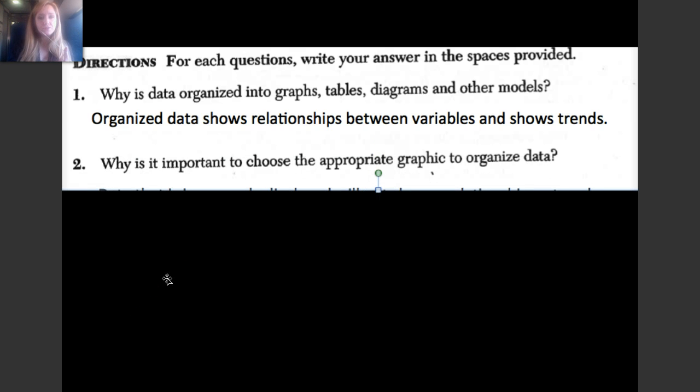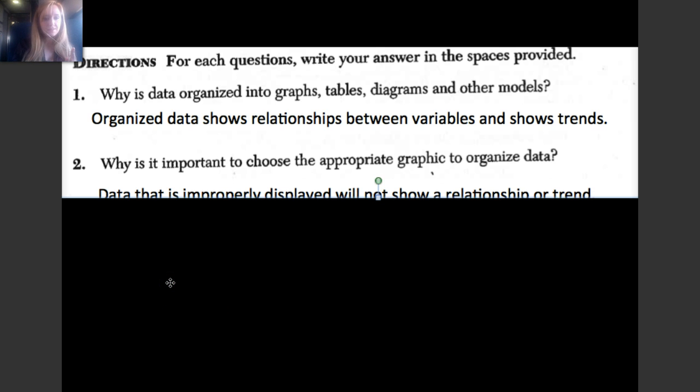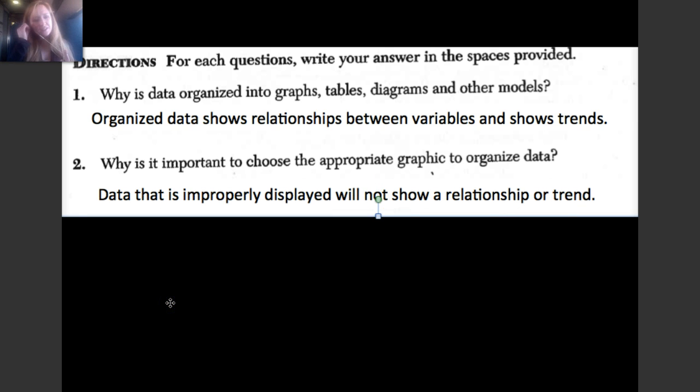So why is it important to choose an appropriate graphic to organize data? Well, if we were to show the growth of a plant on a pie chart, it would be nonsensical. It wouldn't make sense. If we were to show the amount of pie given to each person with a line graph, that wouldn't make sense either. Data that isn't properly displayed will not show a relationship or trend. You won't be able to understand what the relationship is.